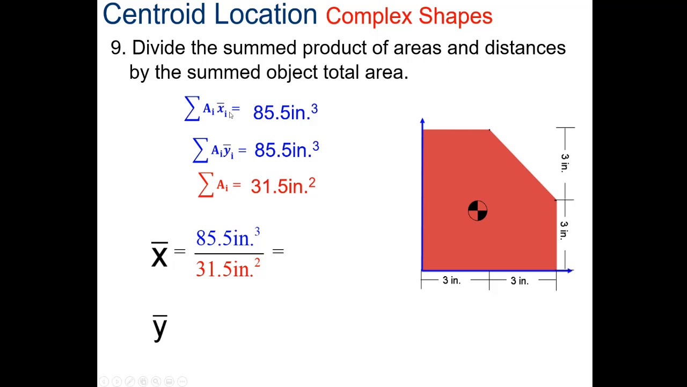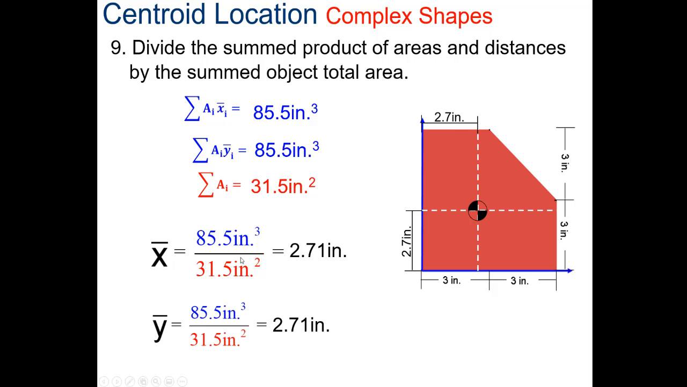Now let's go back and look at our formulas. It's the sum of AIXI divided by the sum of the area. And that'll give us our new x coordinate. For y, it's the sum of AIYI divided by the sum of the area. So in this case, amazingly, they're the same. So I go over 2.7, just short of 3. So over 2.7 and up 2.7. And I get the centroid location of this shape.